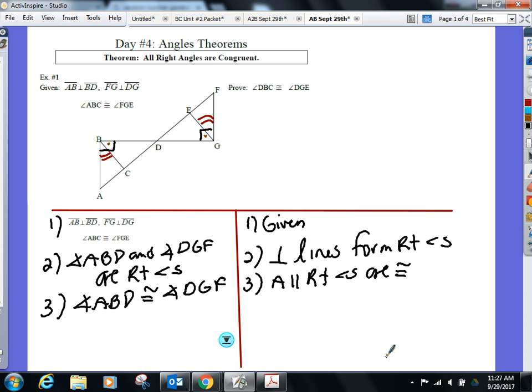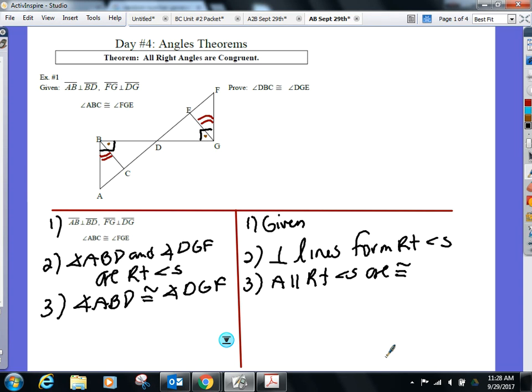Go ahead. So do you have to write that step two? Yes, you have to. Because here's your reason: all right angles. I'm going to circle it, do a question mark, and say, where are they? Because you marked it on your diagram is not good enough. It's got to go in here. Okay, good question. All right, now you can subtract.